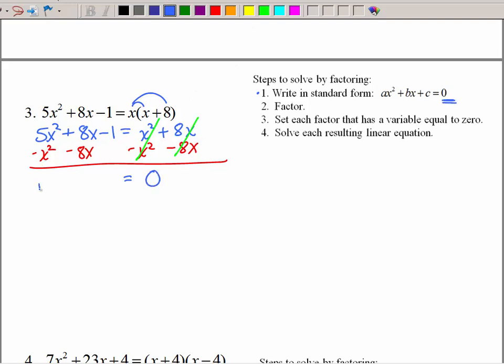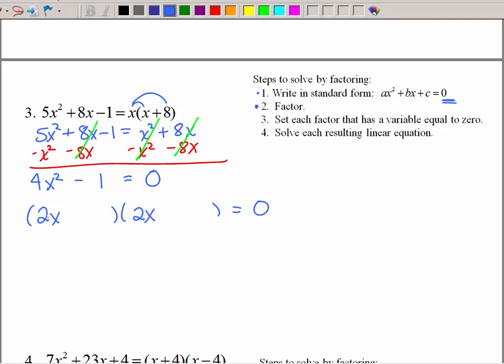Over here we have 4x squared. But that's also 0. But don't forget the minus 1. So that's in standard form. 4x squared minus 1 is equal to 0. I'm ready to factor that. Not a GCF, not a trinomial, but it is the difference of two squares.